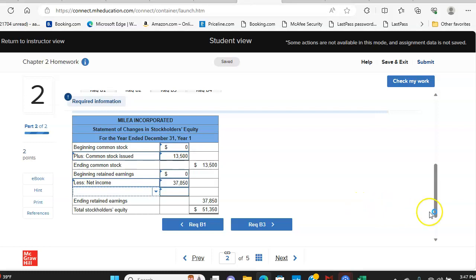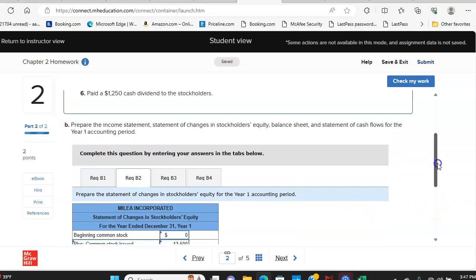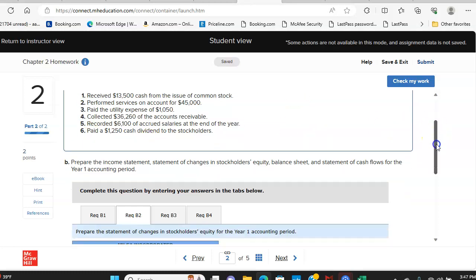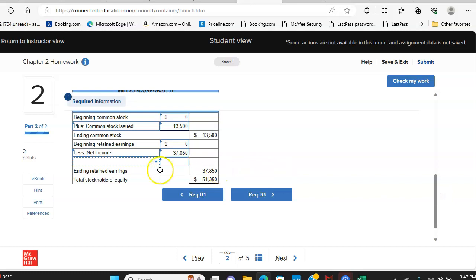And let's see if we paid out any dividends. Yes, we did. Number 6, paid a cash dividend of $12.50. So now I'm going to subtract out, and this shouldn't say less net income. So let me change that. It's going to be plus net income, not less. But it will be less dividends, and those dividends total $12.50. I'll put that as a negative number.